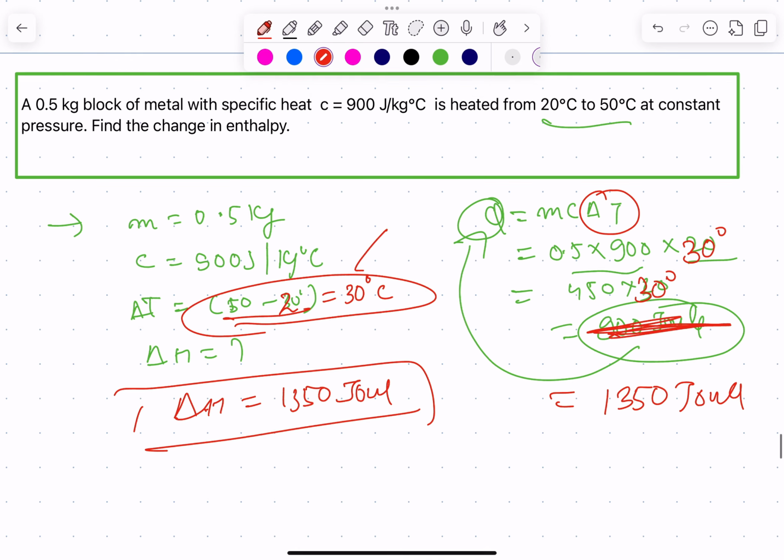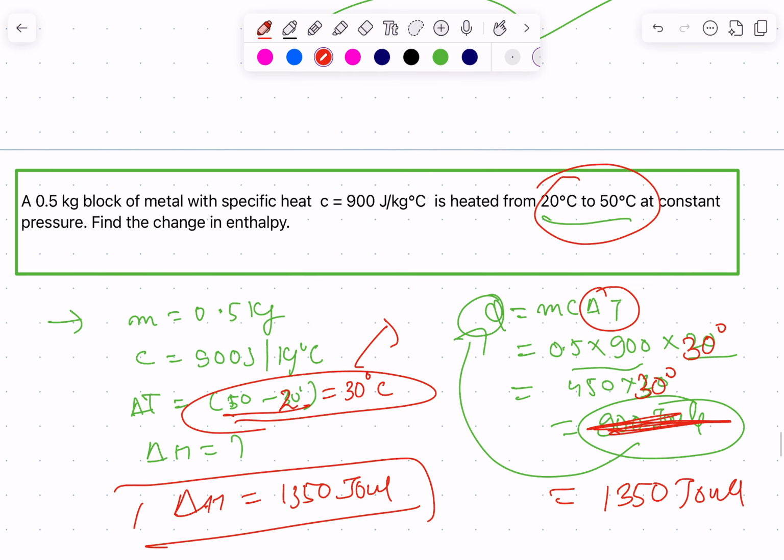But yeah, make sure you don't make this mistake in IMAT. Yeah, go for it. Sir, I have a question. If the temperature or specific heat is given in Kelvin, then would we have to convert the specific heat in Kelvin too or not?